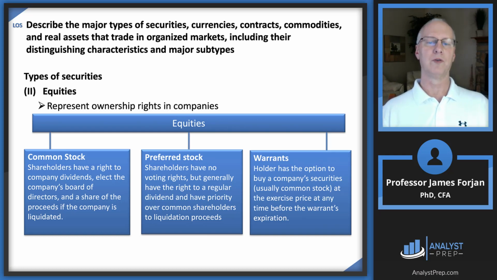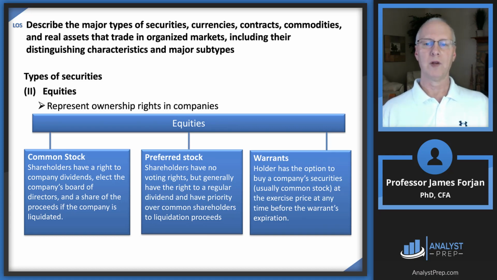Preferred shareholders, they really have almost no rights. They don't have a right to vote. They don't have a right to receive the dividend, although the dividend is mostly fixed and they get priority over the dividend that is paid to the common shareholders.